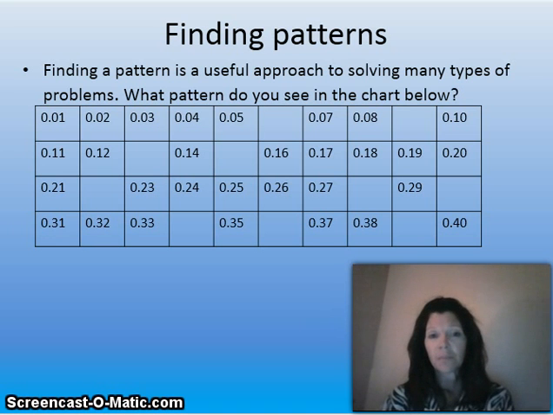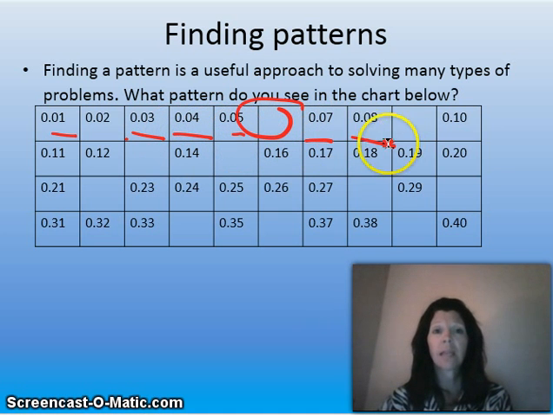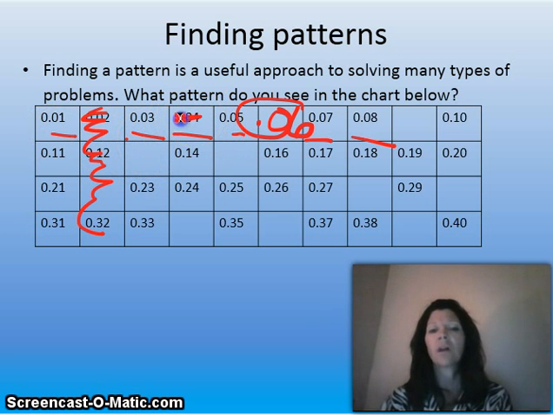All right, finding patterns. Finding patterns is a very useful approach to solving many types of problems. So let's look at this chart below and think about what pattern you see within here. You have 100th, 200th, 300ths, 400ths, 500ths, blank, 700ths, 800ths. You are obviously increasing by 100th every time. So it's all about looking at the pattern and seeing what's there. If this whole column was left out and you simply went 100th, 300ths, 500ths, you would still be able to figure out the pattern because you realize that you are skipping 200ths every time.